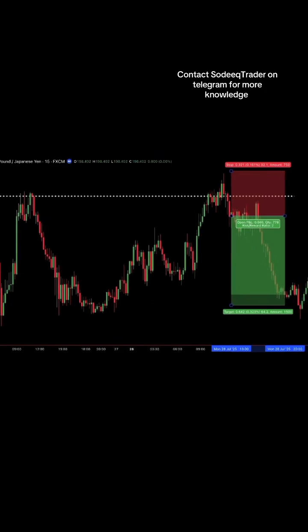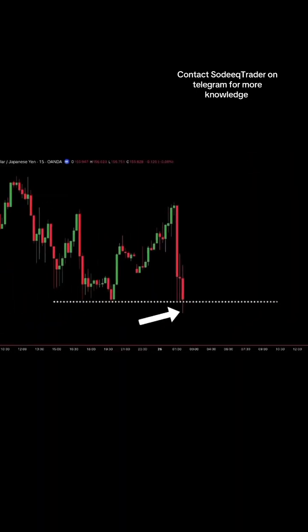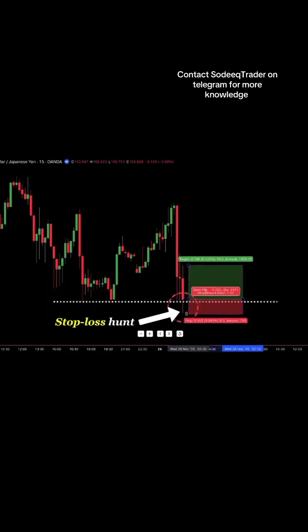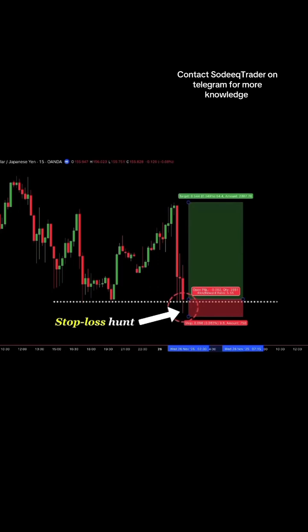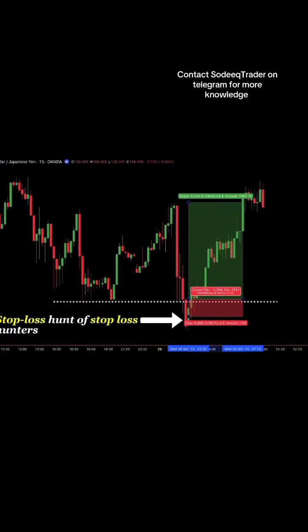Now you may feel smarter, but remember, the market is often smarter than you, because sometimes there is a stop hunt of the stop hunt traders. Here's what that means. You spot a stop-loss hunt at a support level. You feel confident, you place your entry, your stop-loss, and your target. You're ready to make money, but look at what happens. The market hunts your stop-loss and then moves to the original target. That's what I call the stop-loss hunt of stop-loss hunters, because the market is always one step ahead.